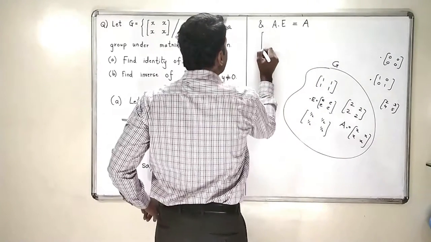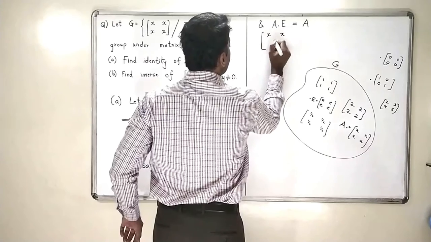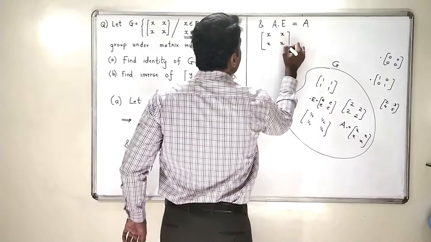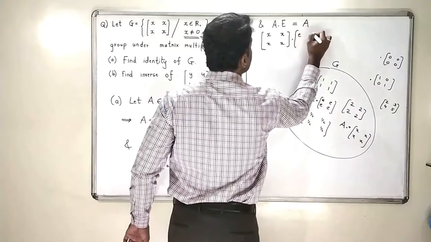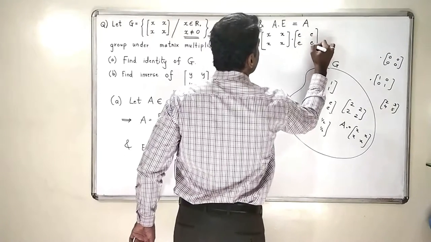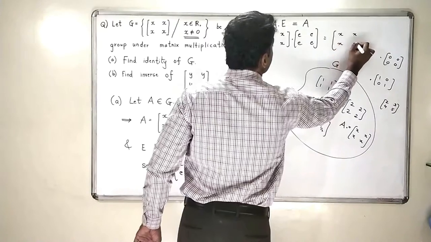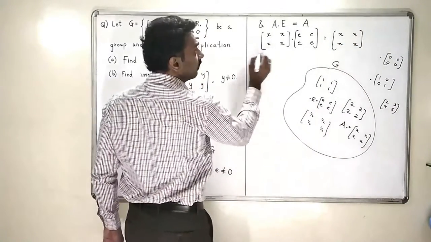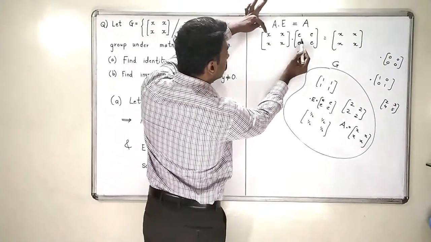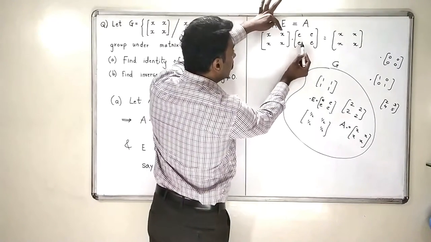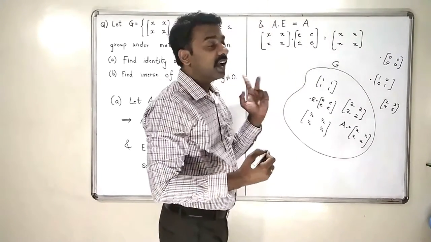What is A? Now let us do the calculations. X, X, X, X multiplied by E, E, E, E should again be equal to X, X, X, X. So do you see that when I simplify this matrix multiplication, it will be XE plus XE, which will become 2XE.